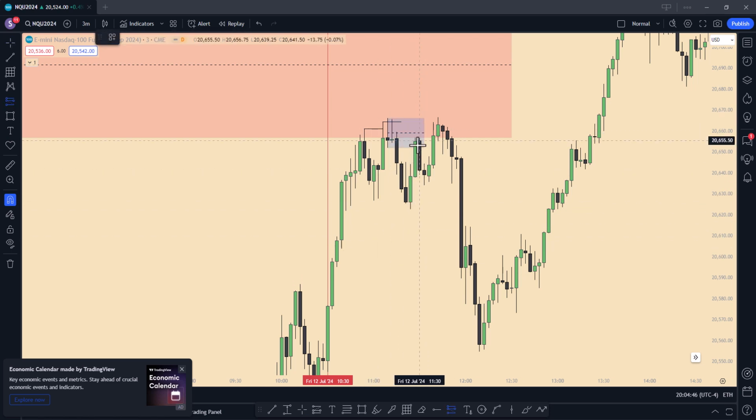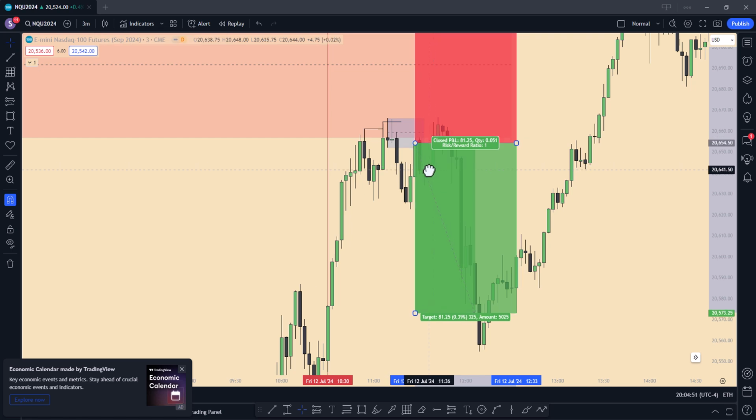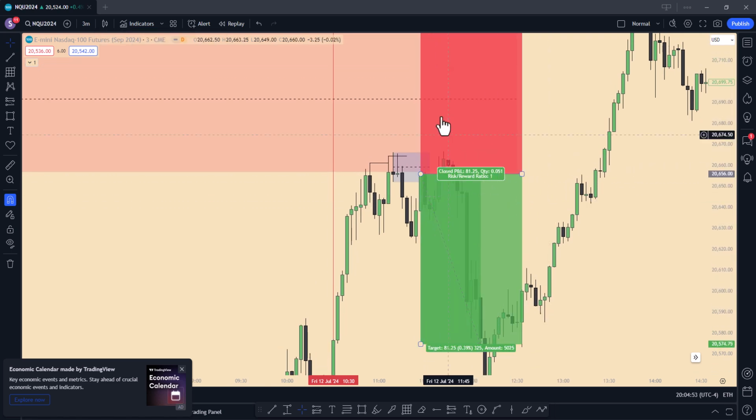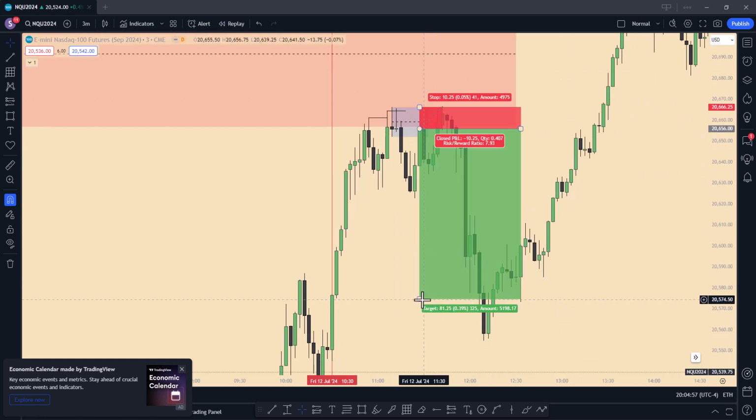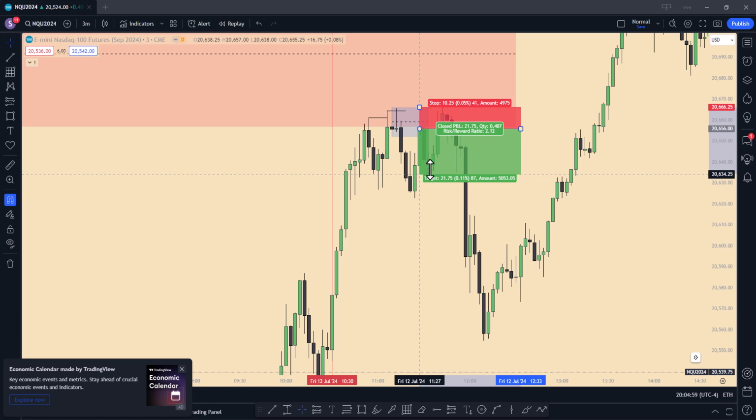Price retraced back into it to the 30%. I took my entry from the 30%, right? And I targeted a 1-to-1 also on this trade. Price gave me 2 hours, but only a 1 hour for me.